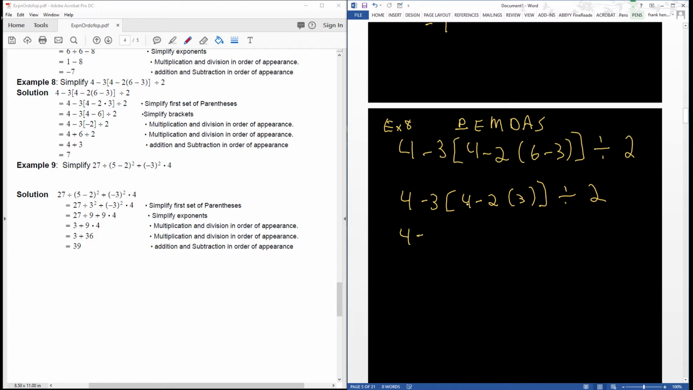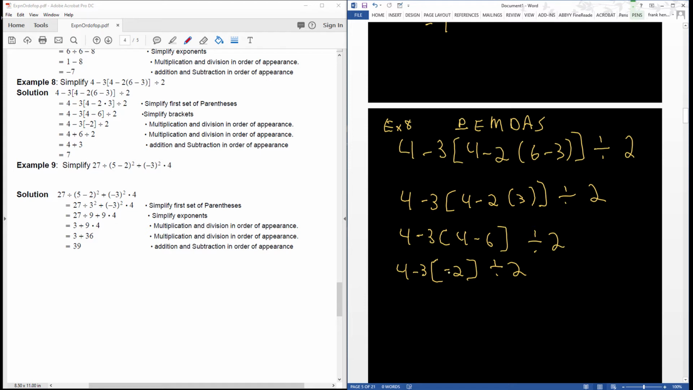inside the parentheses. So 4 minus 3, bracket, 4 minus 2 times 3 is 6, divided by 2. What's inside these brackets is 4 minus 6, so I have 4 minus 3, bracket, 4 minus 6 is a -2, divided by 2. Okay, so we have one value. You can drop the parentheses if you want.